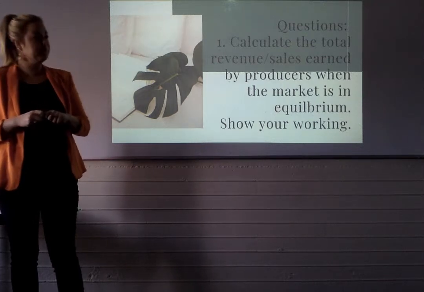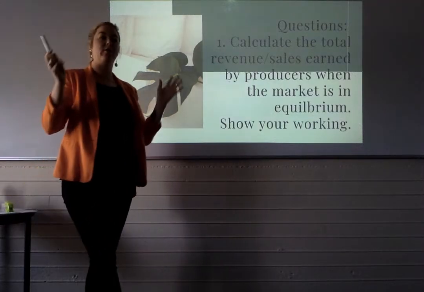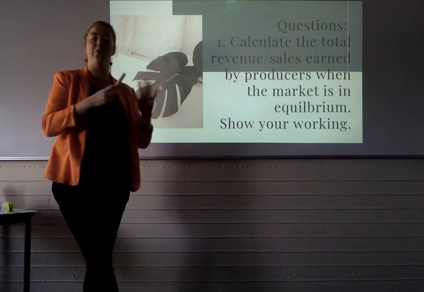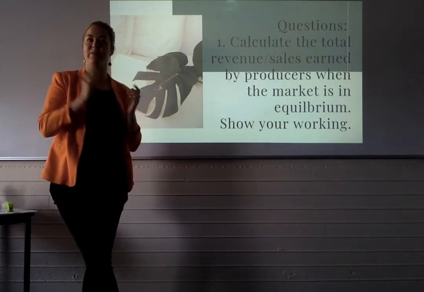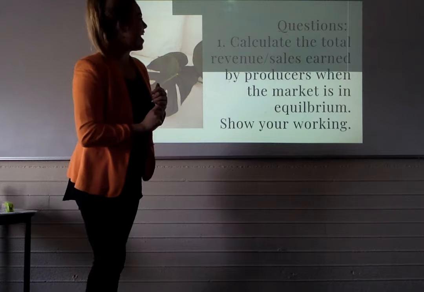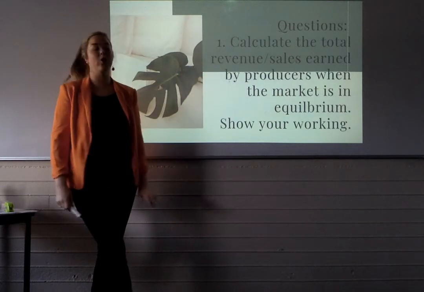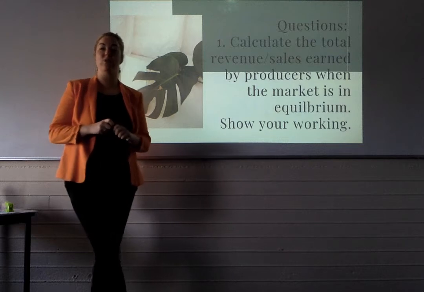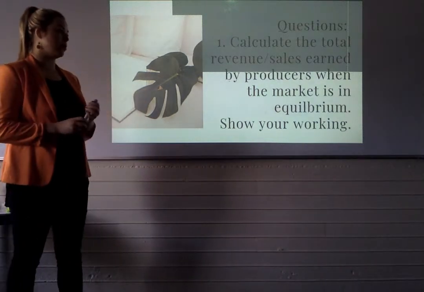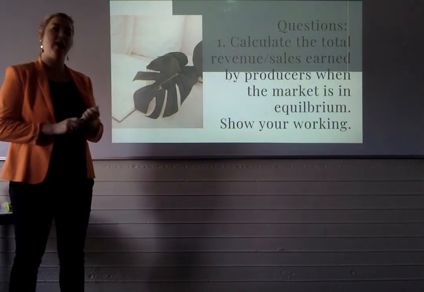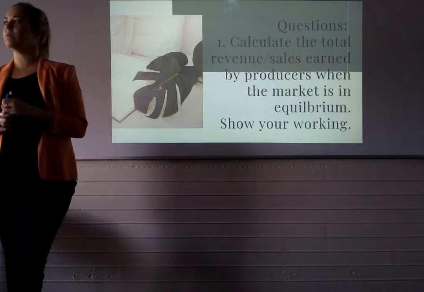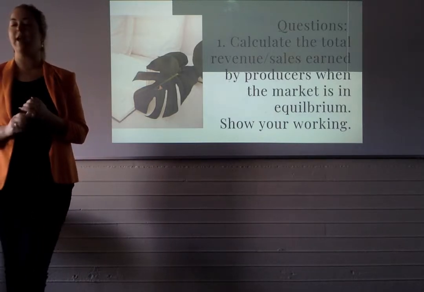Once we have graphed our data, and if you need to go back and see how that's done, go back to the previous video. Once you've got your graph, you can calculate the total revenue and the sales earned by the producers. So does anyone have any ideas on how we could figure that out?